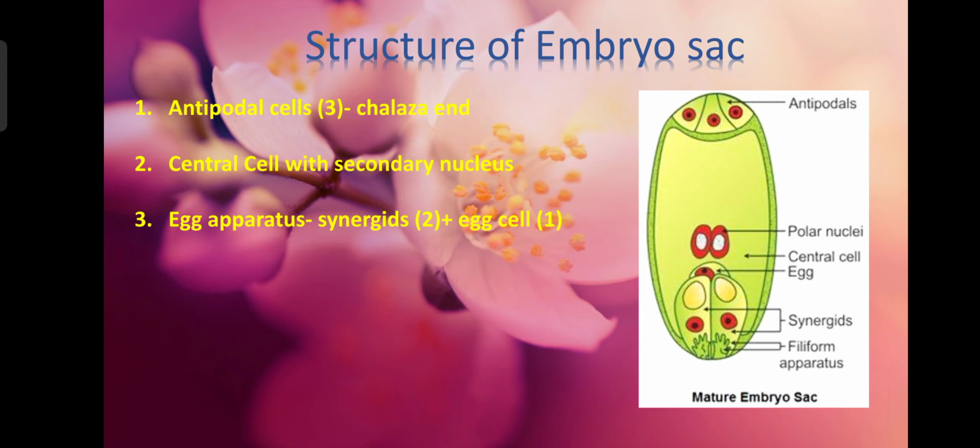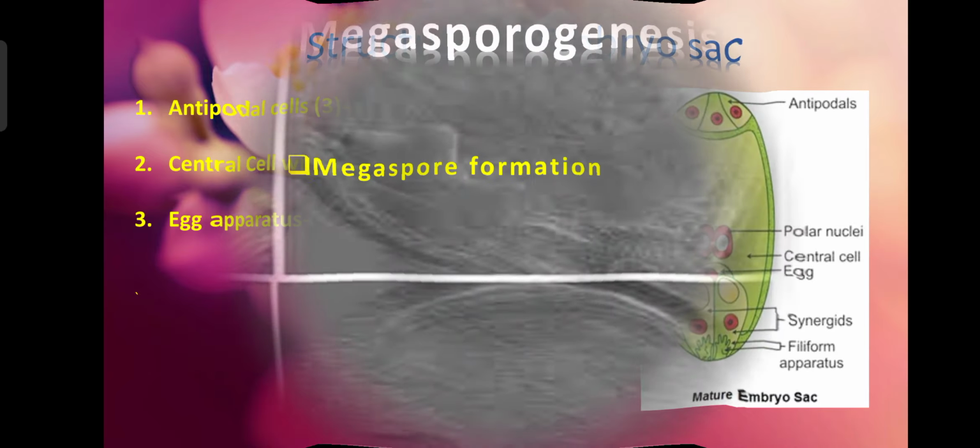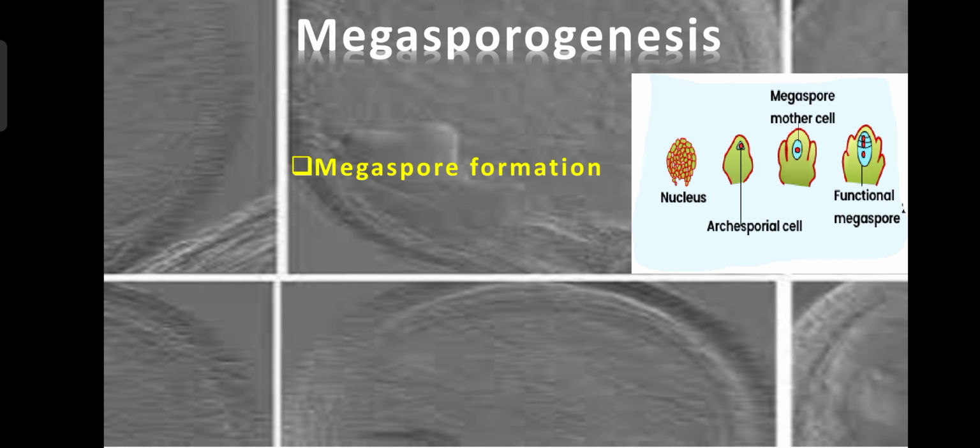Okay, fine. Now we'll study the next concept. It is called megasporogenesis. What is megasporogenesis? Megasporogenesis is the formation of the megaspore from the megaspore mother cell. This is called megasporogenesis. So how does a megaspore form? The formation of the megaspore from the megaspore mother cell takes place only by meiotic cell division. So through meiosis, the megaspore is formed.